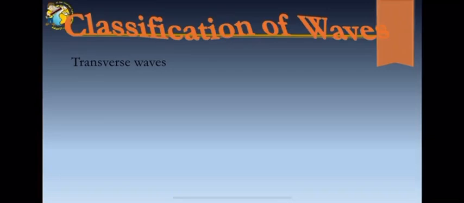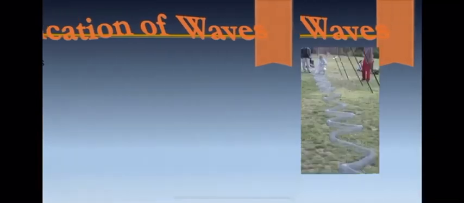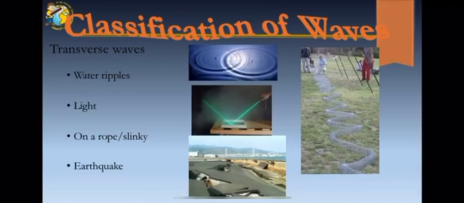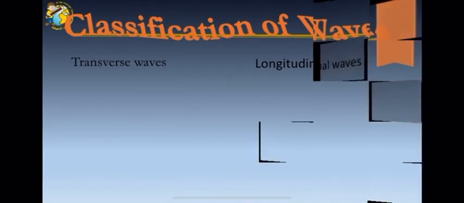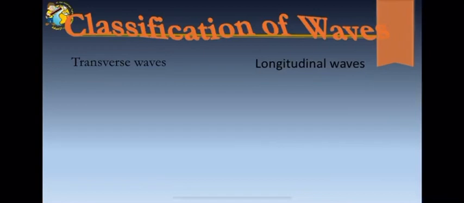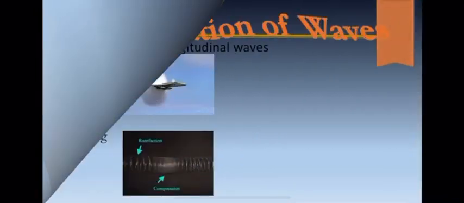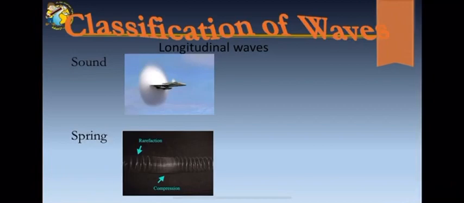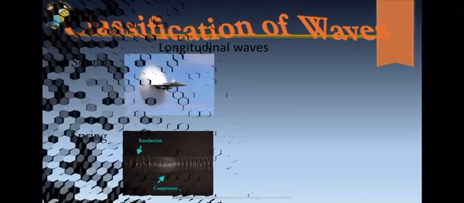Now, waves are classified as transverse waves. You have seen so many pictures in this video before, like water ripples, light, the moving of a rope, and earthquake. They are all examples of transverse waves. The second type of wave is the longitudinal wave. Sound waves are longitudinal waves and a spring is an example of a longitudinal wave.